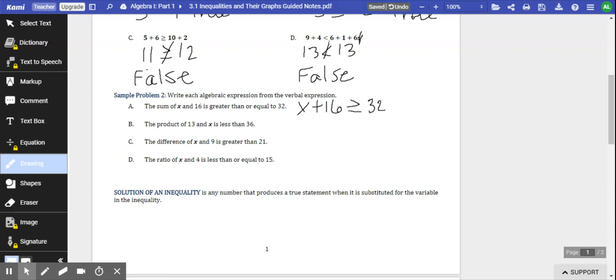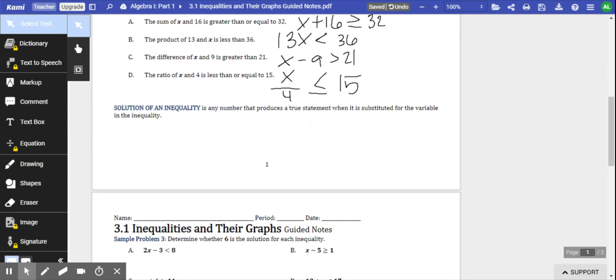The product of 13 and x is less than 36, so product is multiplying. So 13x less than 36. The difference of x and 9 is greater than 21. So difference is subtraction. x minus 9 greater than 21. And the ratio, y'all don't like the ratio, but it means it's a fraction, or division, x and 4 is less than or equal to 15.